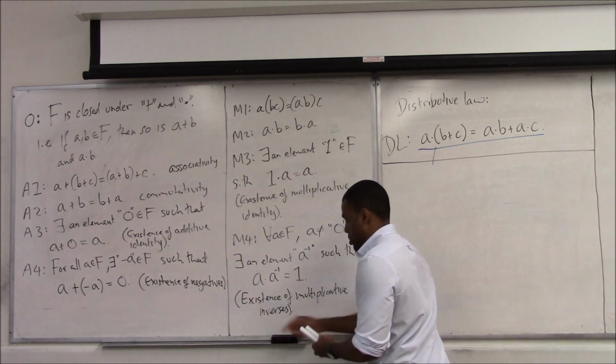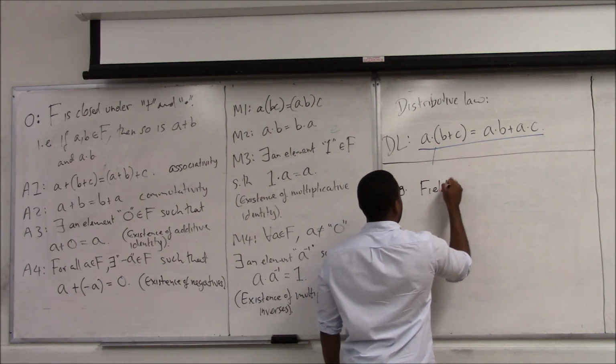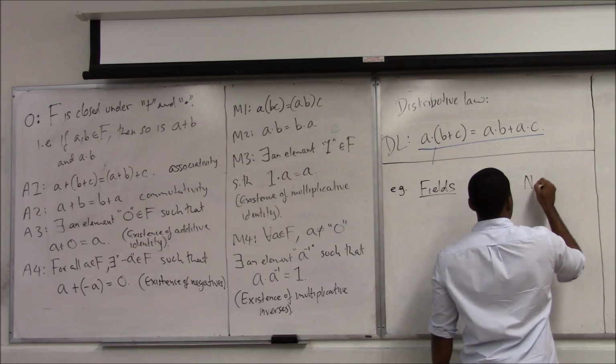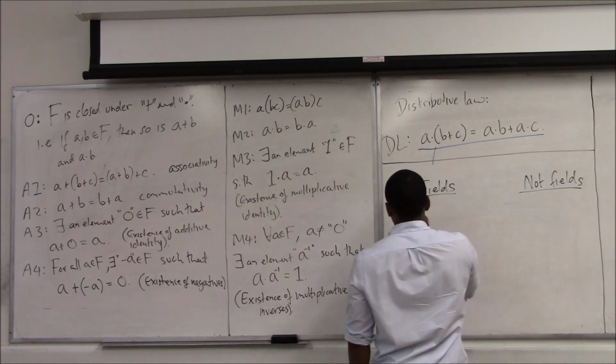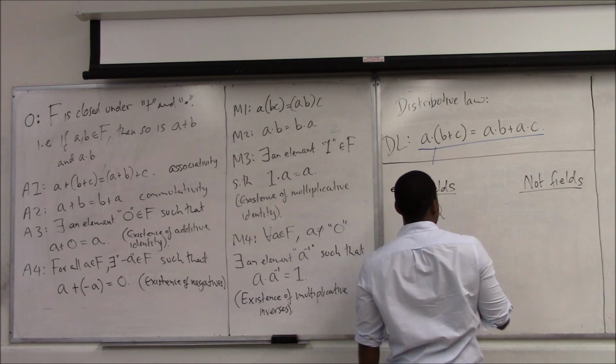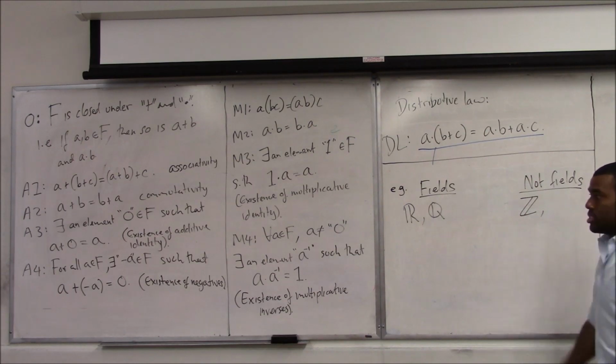So let's do some examples. Fields, non-fields. R and Q are fields. You'll notice that R and Q will satisfy all these properties. Something that does not satisfy all of them is, for example, the integers. Why?